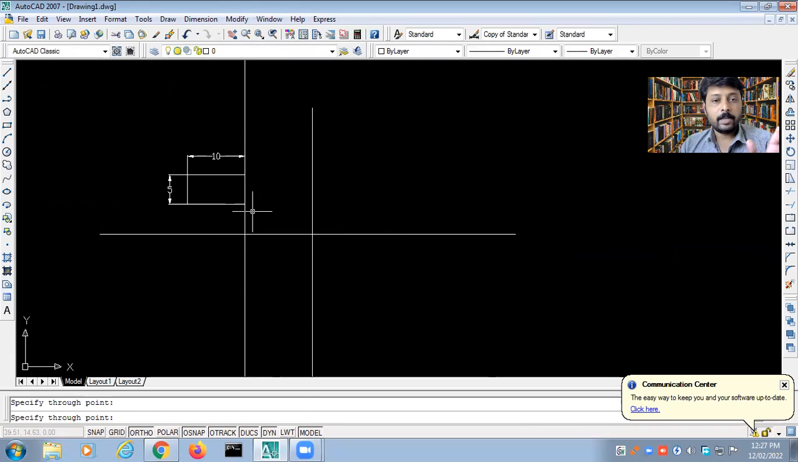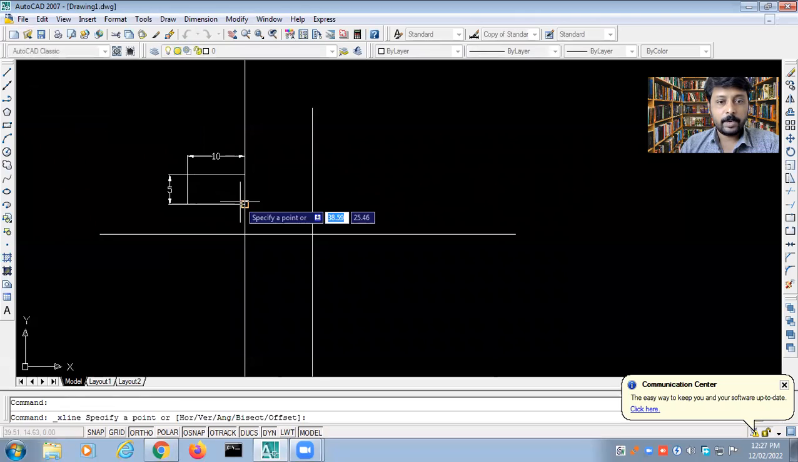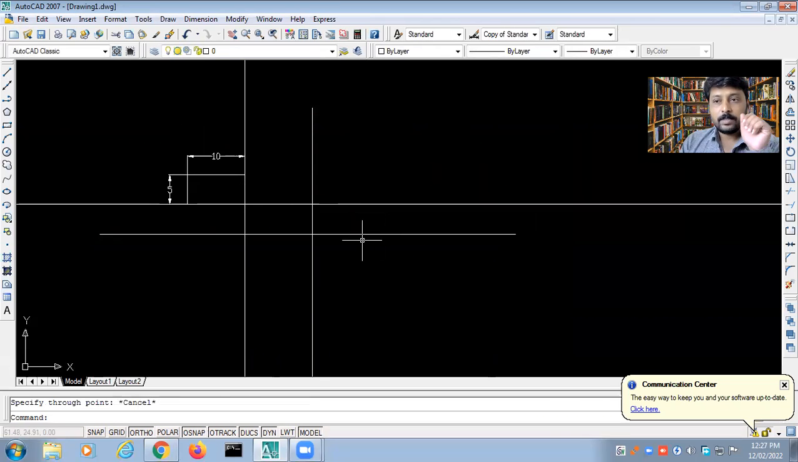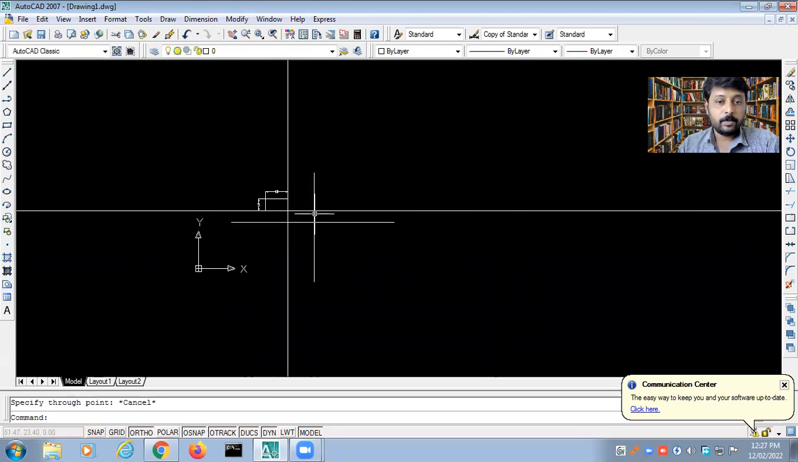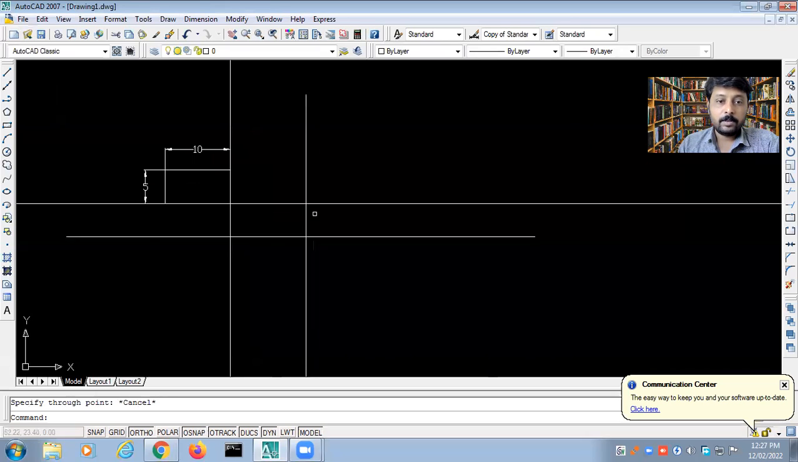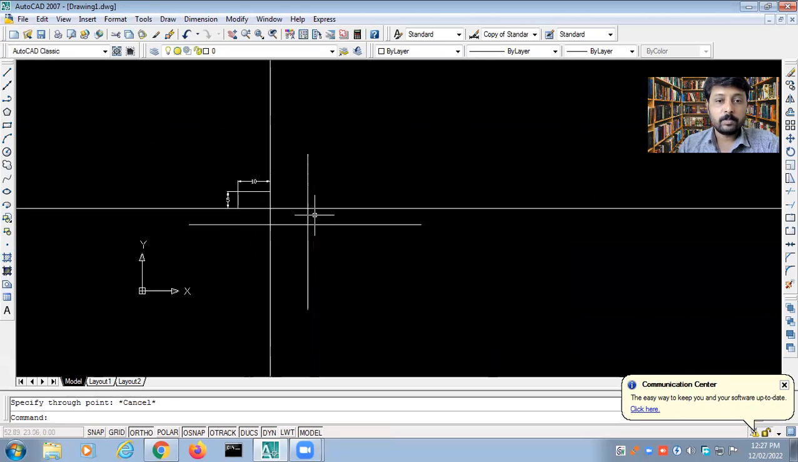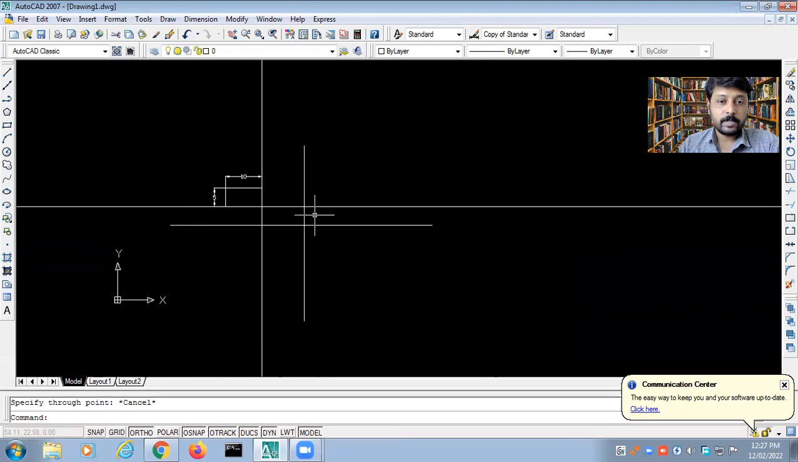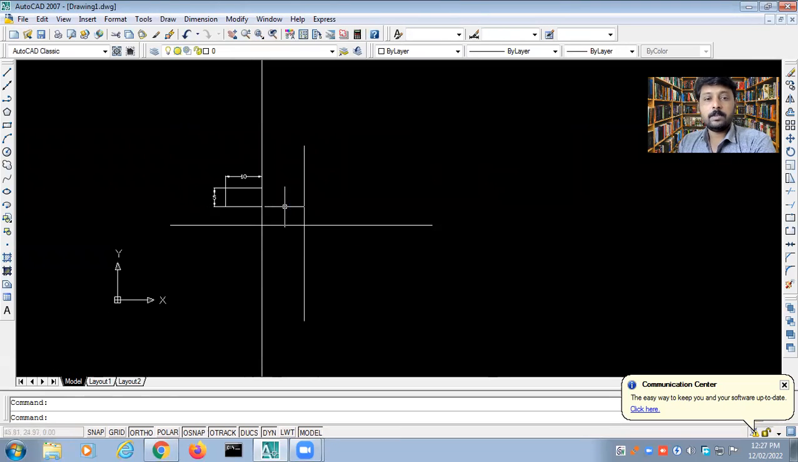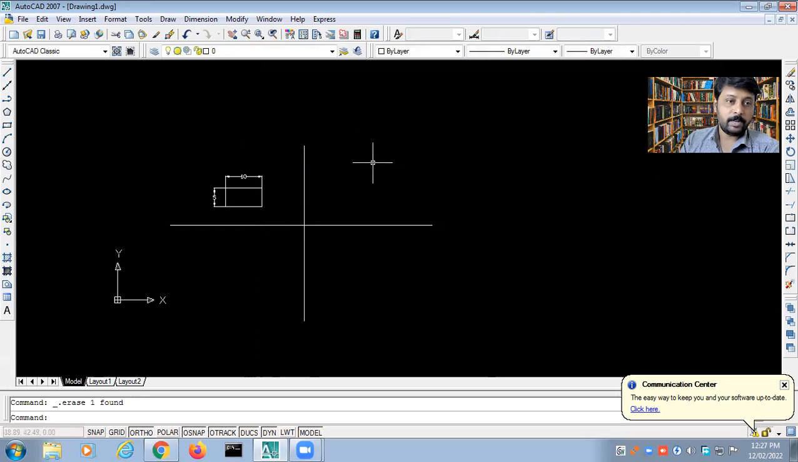Just click over here and you will get the line. So what is the advantage of this line? Whenever you want to take projections, you can use this line, and instead of being limited in length, it actually goes to infinity. So this is how it will look. If you reduce the scale, you will see how this is going to be. So these are called projection lines or construction lines.